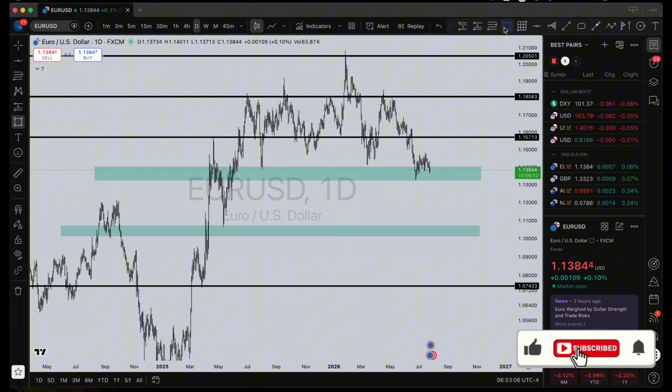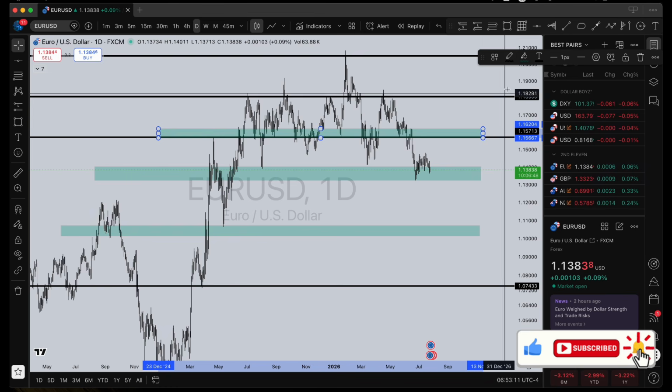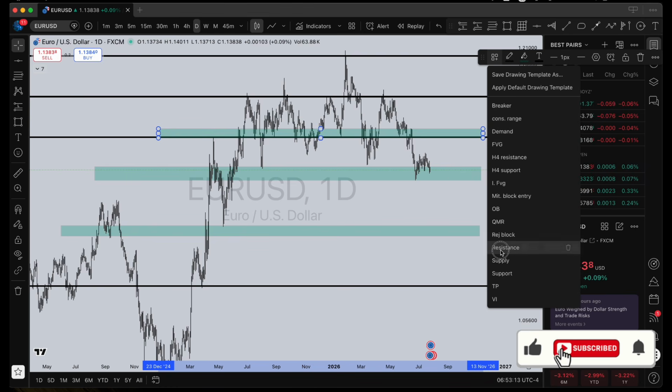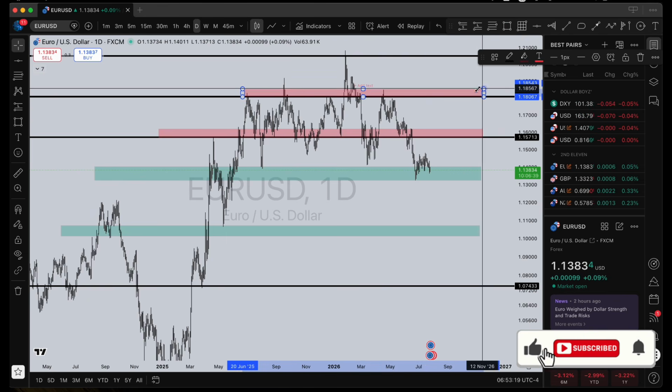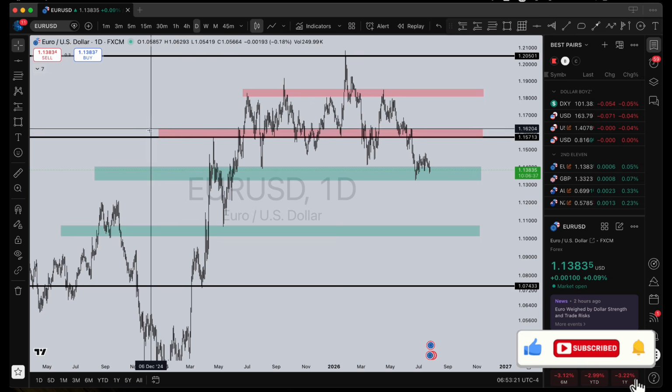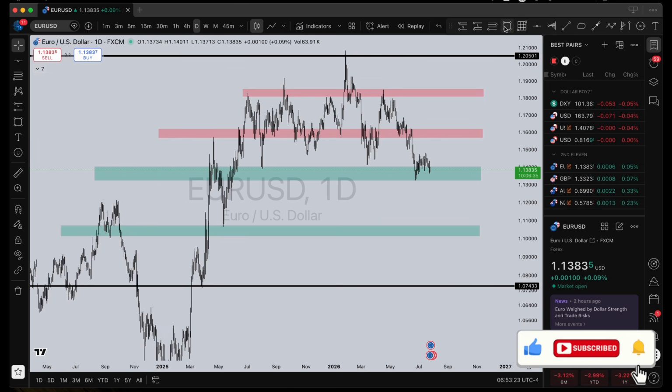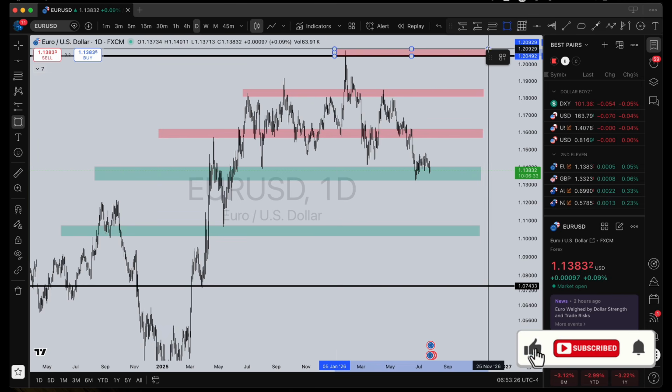Take out this guy. So this area becomes my what? My resistance, because price is below it. You can see, so resistance. This place becomes my what? I'll teach you another technique to use. Becomes my resistance. Take this out. Take this out. This place also becomes my resistance.